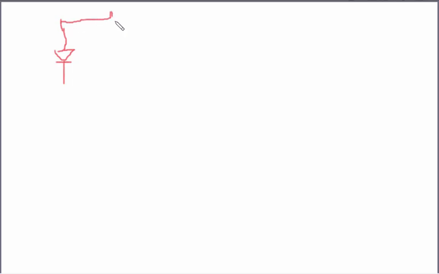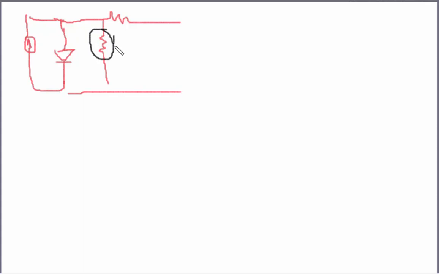Okay. This is the series resistance I have added. Now this is the photon current. Now what will I do? I will add another resistance like this. We'll change the color. This is the newly added resistance that is parallel.